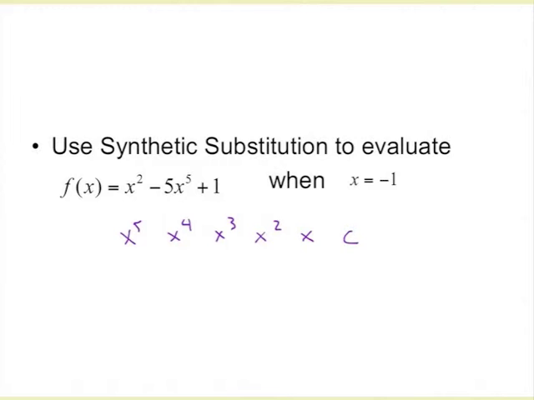Then we attach their coefficients to them. So to the 5th is negative 5. No 4ths, no 3rds, 1x squared, no x's, 1 constant. The number we're plugging in goes off to the side in a little box. Blank line for space.